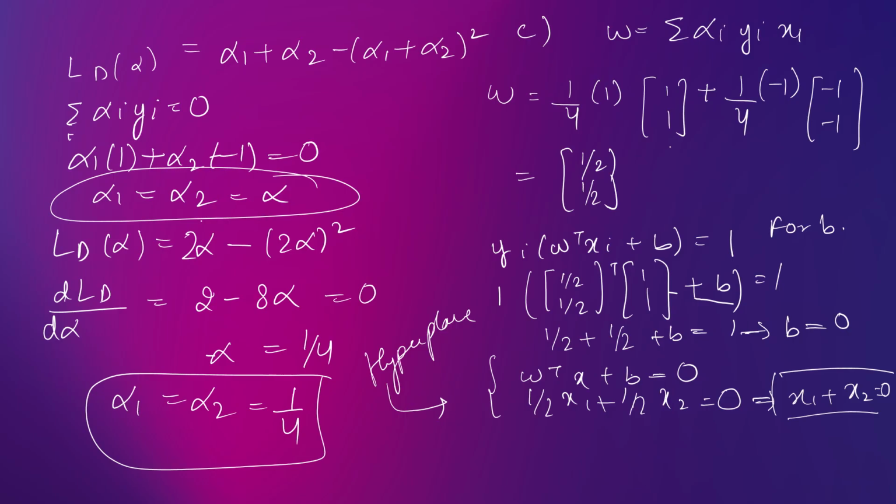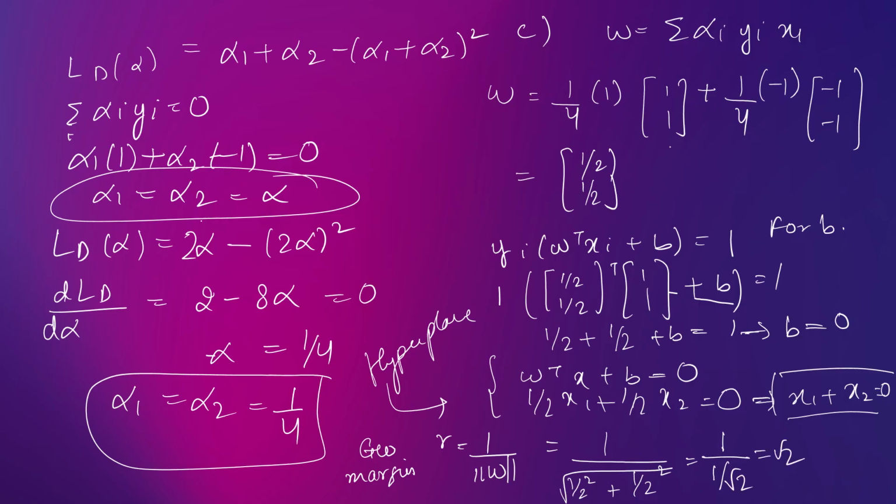Now when we talk about geometric margin, the formula is 1 upon mod of w. So 1 upon under root of 1 by 2 whole square plus 1 by 2 whole square is equal to 1 upon 1 by root 2. You get it as root 2. This formula is also very important. So you get the value of geometric margin as root 2. This was the fourth question.